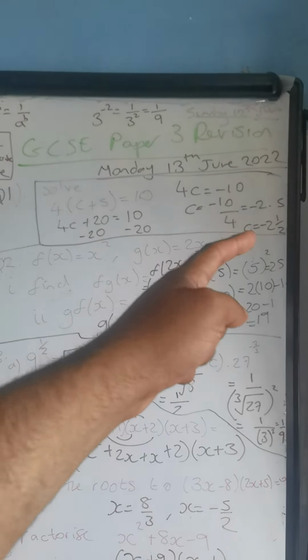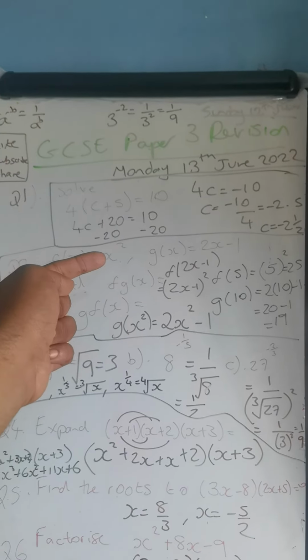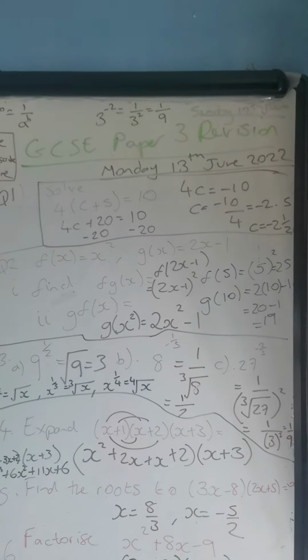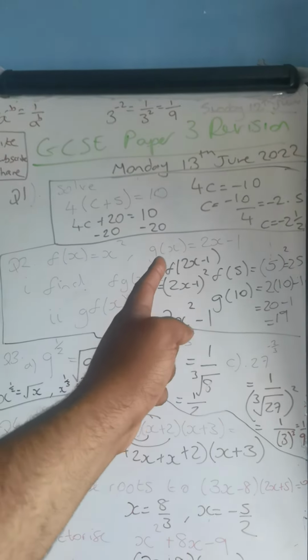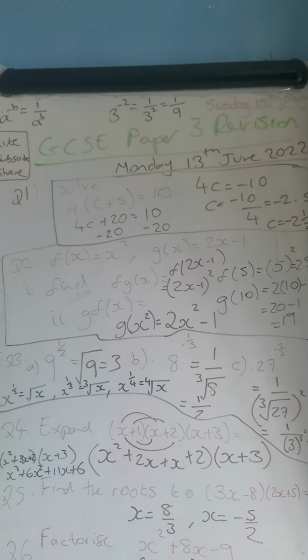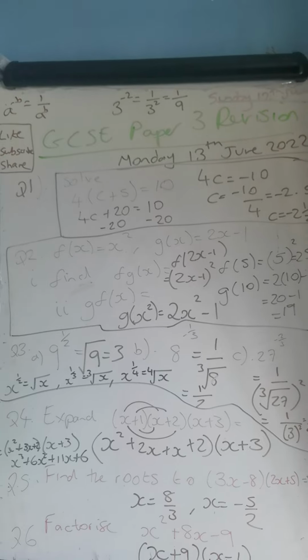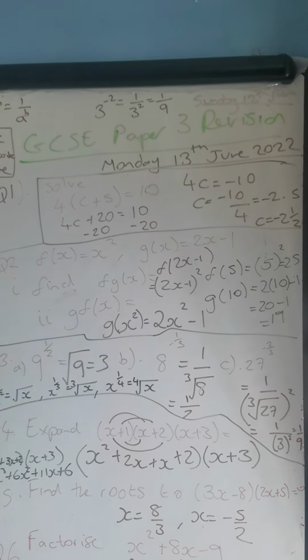The next one is substituting into functions. So f of 5 means I sub 5 into my function. 5 squared is 5 times 5, which is 25. g of 10 is 2 lots of 10, which is 20. Subtract the 1 is 19. So make sure that you are happy with how to substitute into functions, and composite functions.